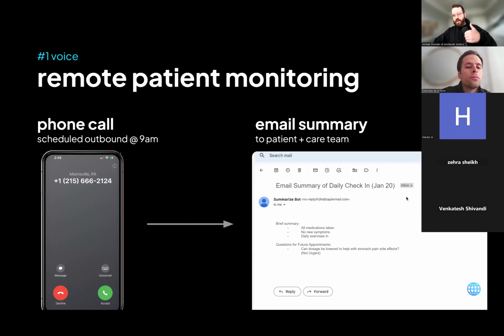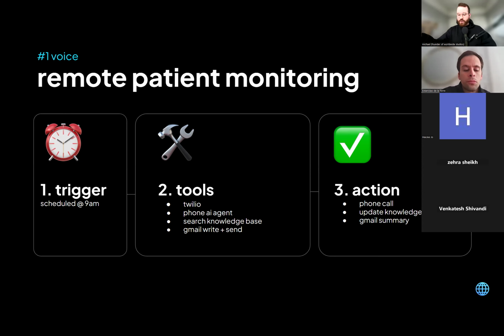One is the trigger, what activates this. This is a scheduled trigger, so every day at 9. Two, what tools does the workflow use? This uses Twilio to get a phone number so that a phone agent can actually make a phone call. The phone AI agent is just a call to a backend. You can use Claude, you can use Chat, you can use O1, you can use Gemini. It's just saying, based off this transcript, transcribe the speech to text, send it to a large language model, and then bring it back in voice.